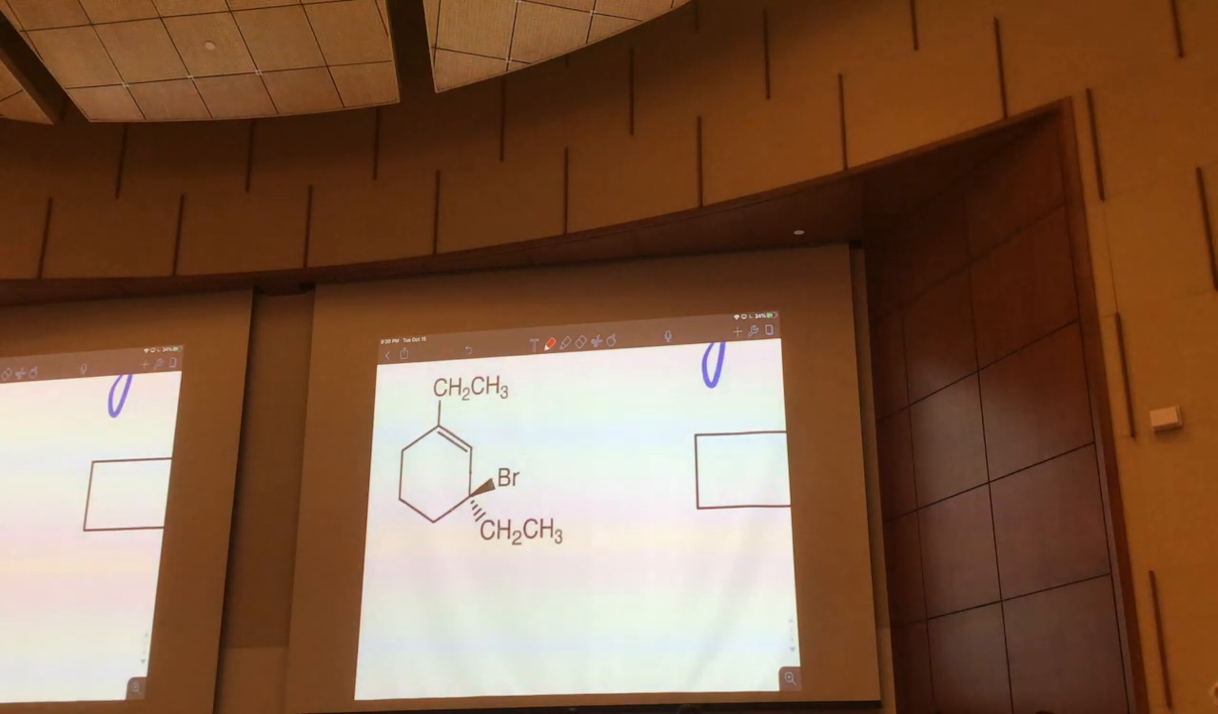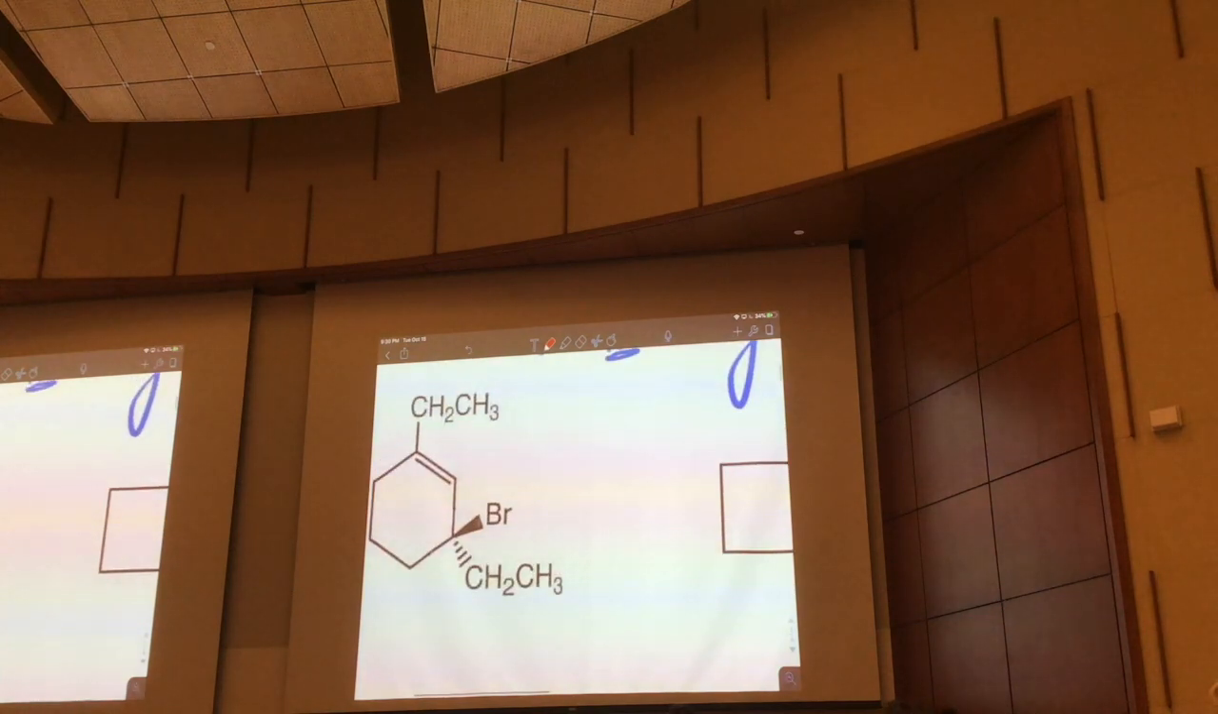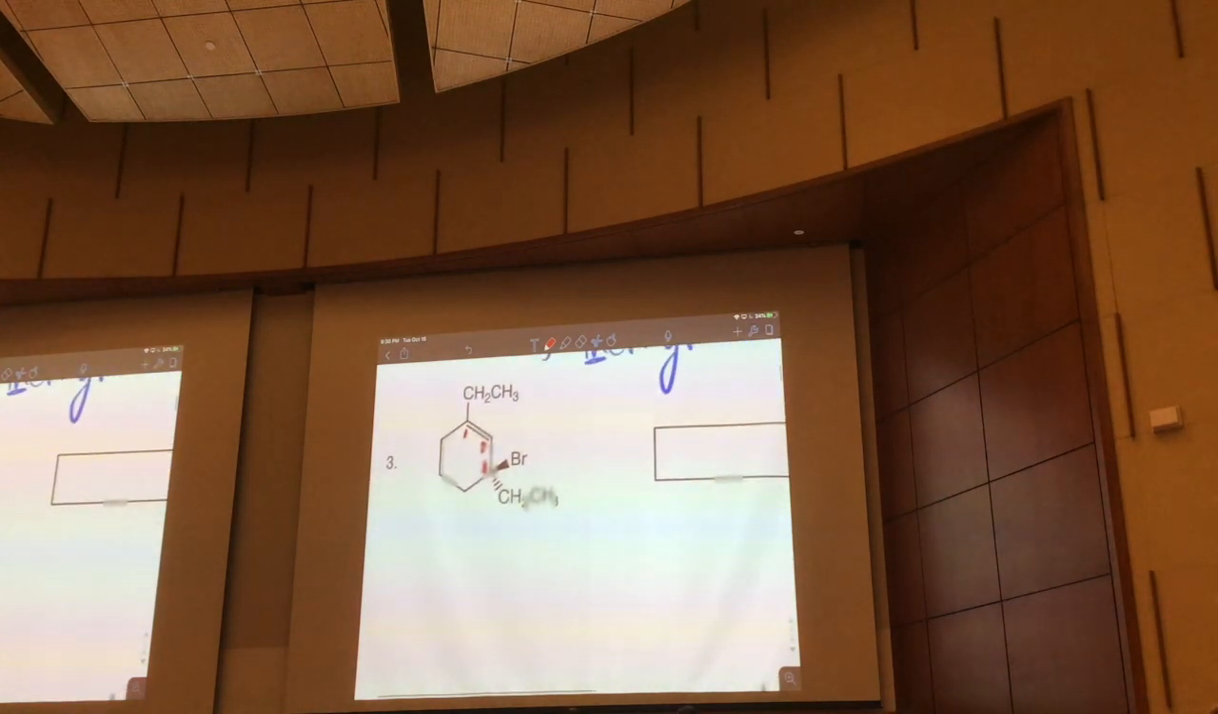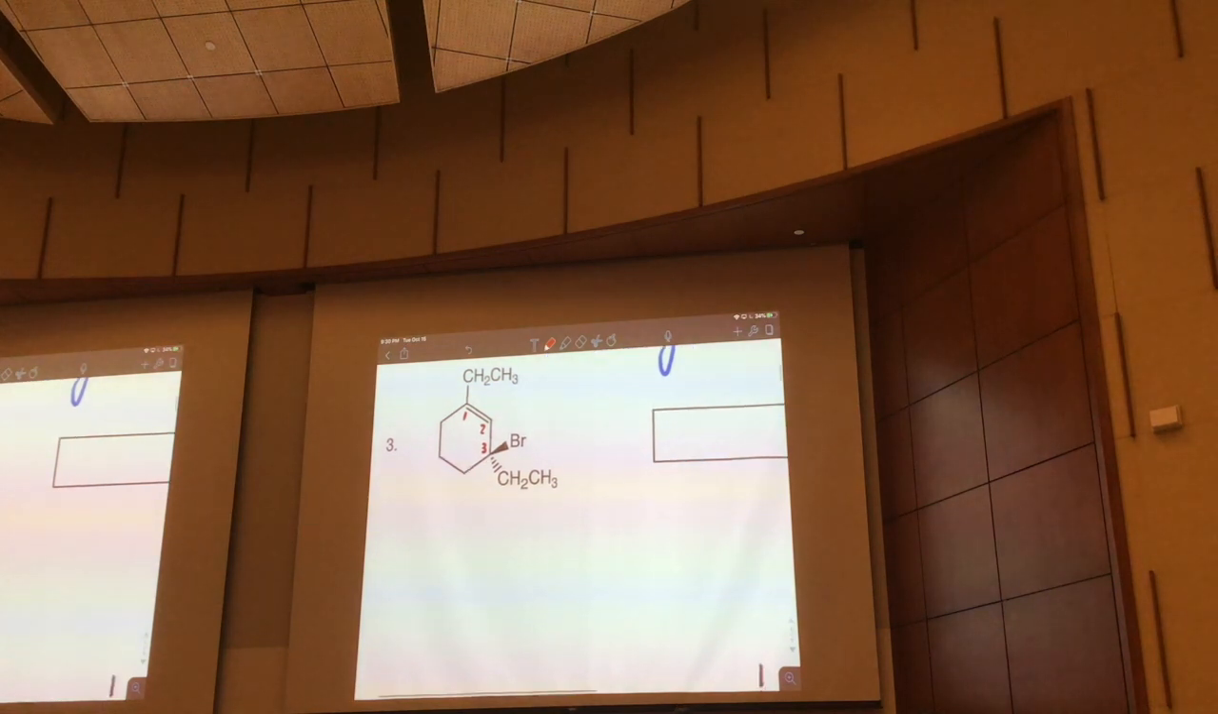So what we're going to do here, we're going to give our parent the lower number. We're going to start numbering from there. 1, 2, 3. Sorry about the confusion on that. So what's our parent name here? Is it an alkane? It's going to be an alkene, right? Because we have that double bond. Cyclohexane. Ene. Yes, cyclohexene.